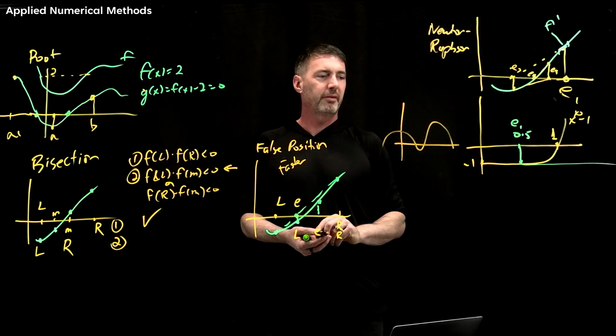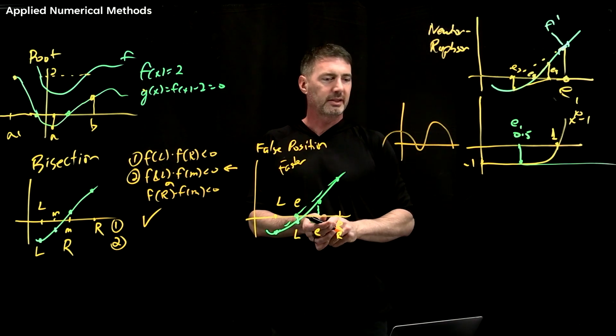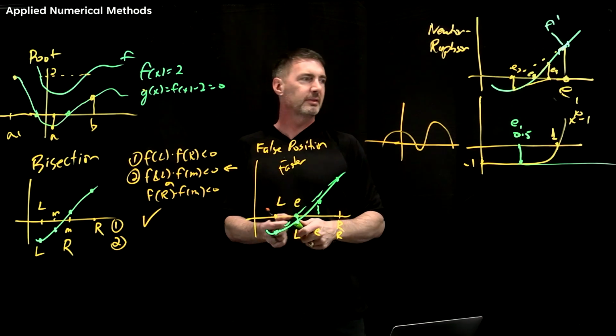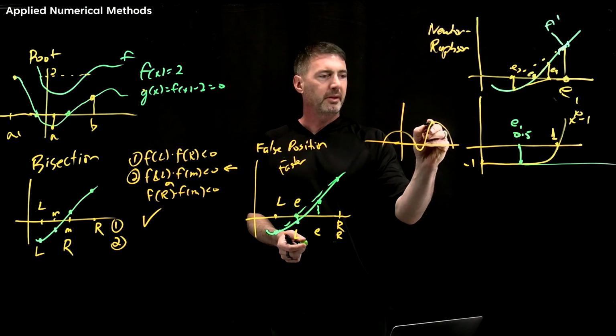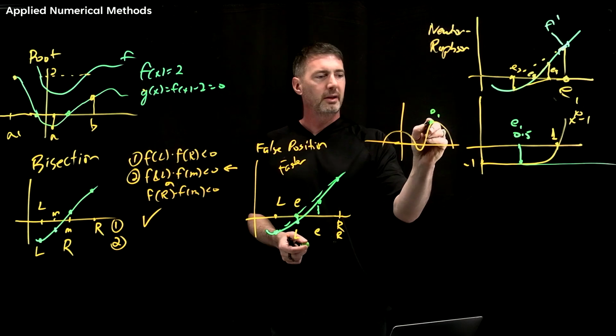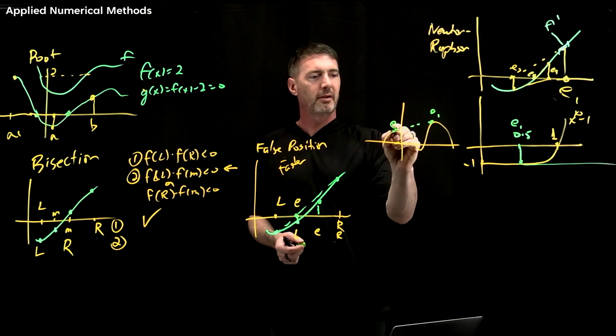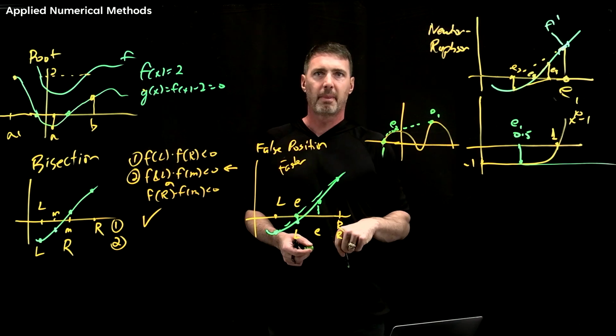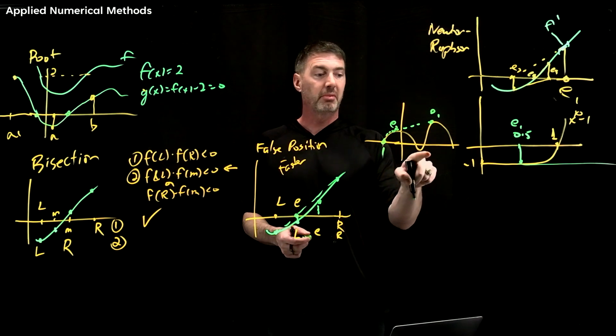Here's another really nasty one. What if that was your estimate? Now here's a function that has multiple crossings, and so what would happen here if this is estimate 1? It might actually send you over to here for estimate 2, and then it might hone in on this 0. It's going to completely miss those 2 zeros.